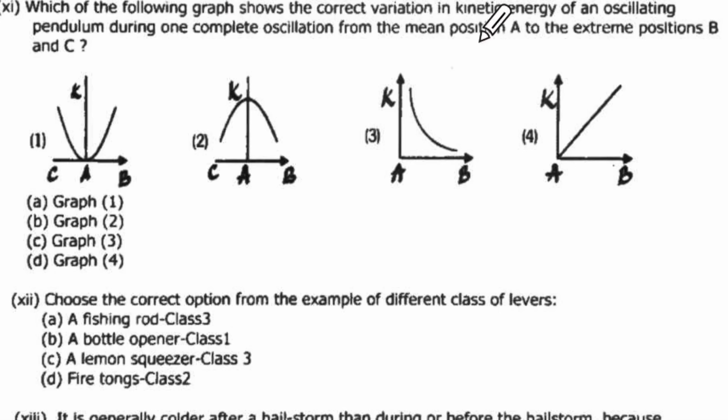The graph shows the correct variation of kinetic energy of an oscillating pendulum during one complete oscillation from the mean position A to the extreme positions B and C. So they are telling you the mean position is A and the extreme positions are B and C.